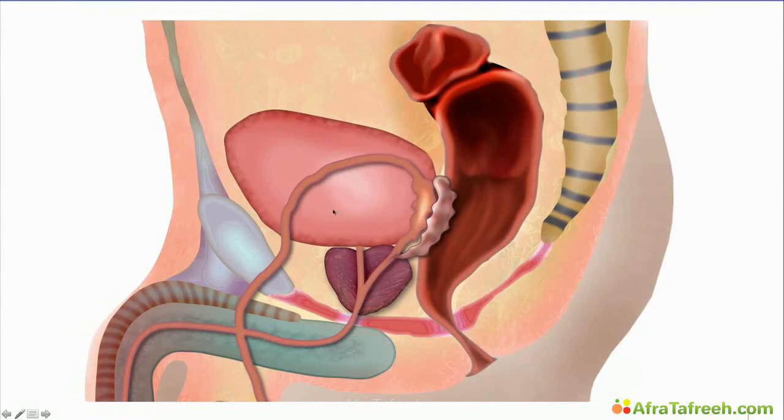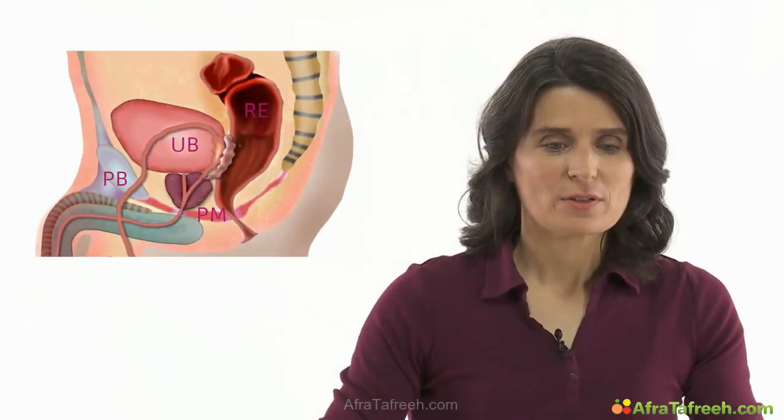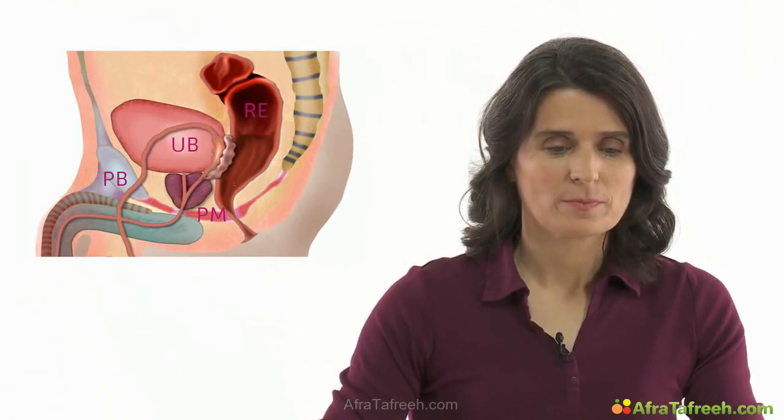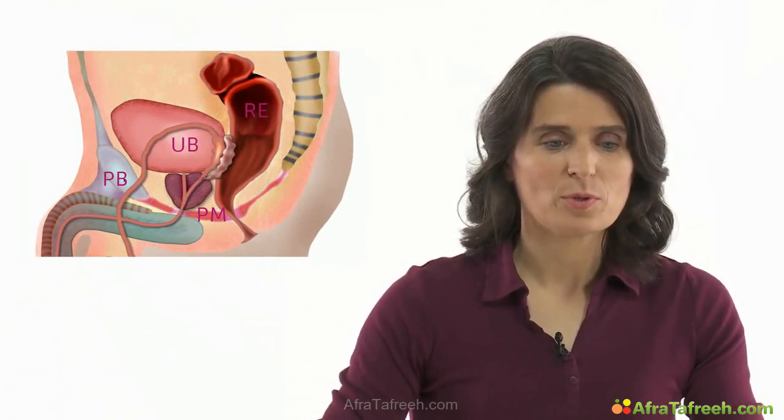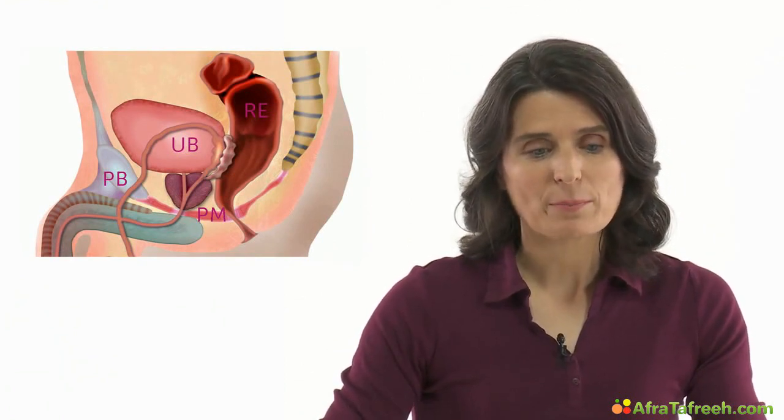Let's recapitulate. The prostate is inferior to the urinary bladder, anterior to the rectum, posterior to the pubic bone, and superior to the perineal membrane over here.